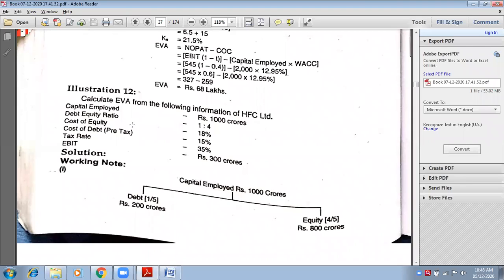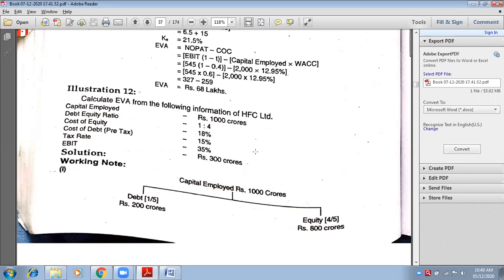Okay, cost of equity is given as 18% and cost of debt pre-tax, but I want post-tax, 15% is given. No problem, tax rate is already given. So Kd(1 minus T), because tax rate is given, we can apply that formula Kd(1 minus T). Tax rate is 35 and EBIT is 300 crores. Now you will say, ma'am, EBIT is given, so we can apply the second formula of NOPAT. Yes, we can apply EBIT(1 minus T). EBIT(1 minus T) is the second formula, na? That we can apply. This question can also be asked in MCQ format.